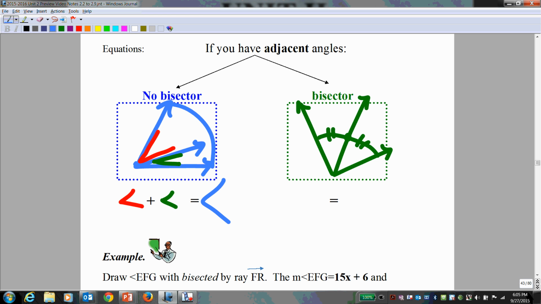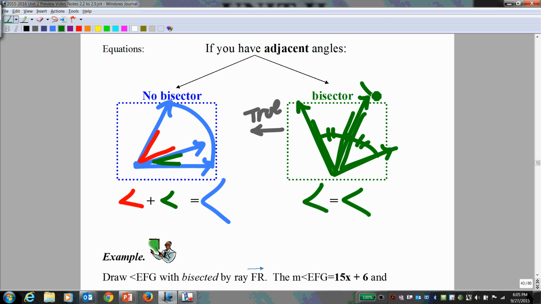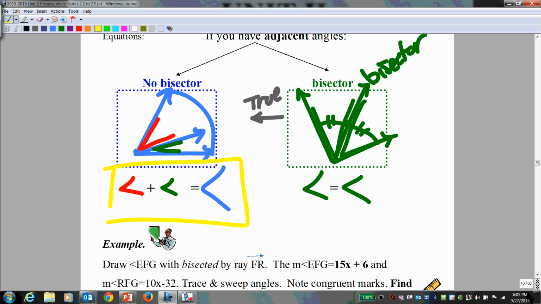When you have a bisector, this is still true. Little angles do add up to bigger angles, but we can also say this specifically about bisectors, is the fact that one angle equals the other one. Why? Because that's the very definition of a bisector, it cuts angles in half. So watch out for that scenario. When you see a bisector, we can say angle equals angle. If you don't have a bisector, you're most likely going to be over here.